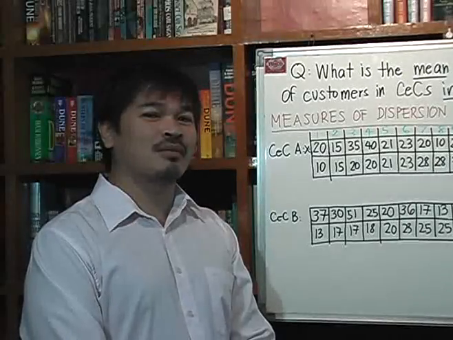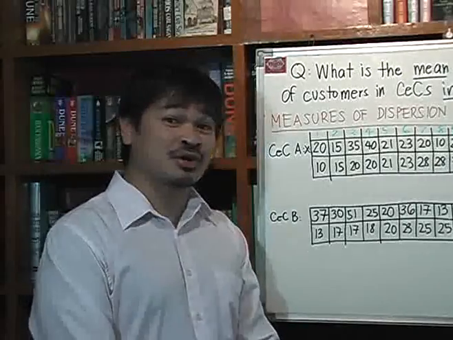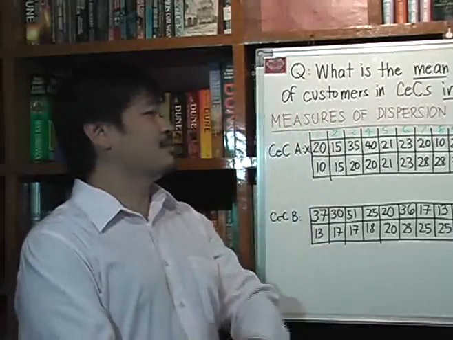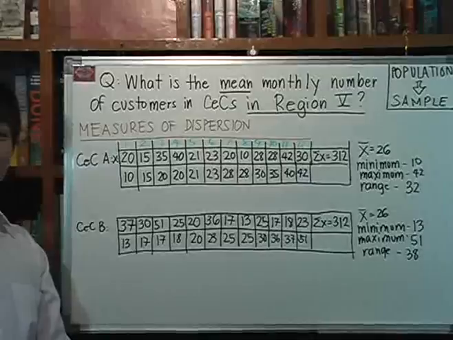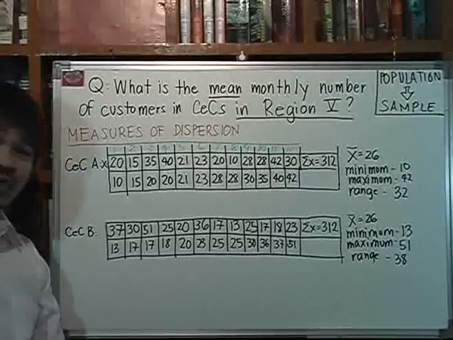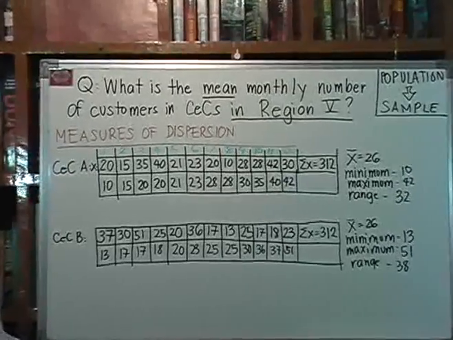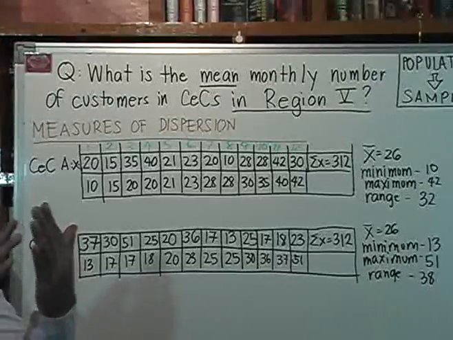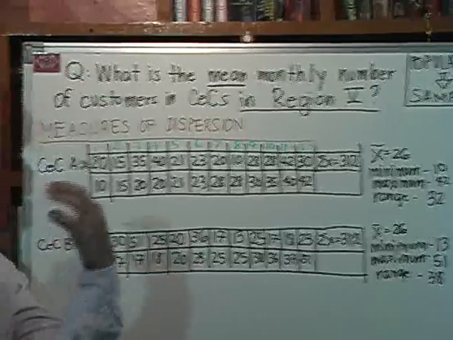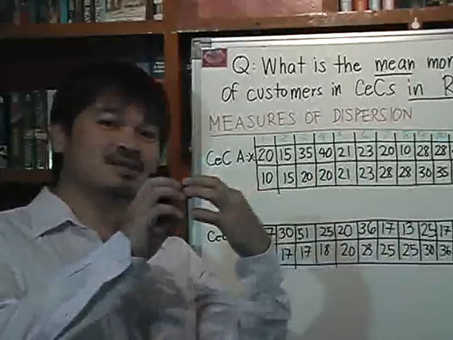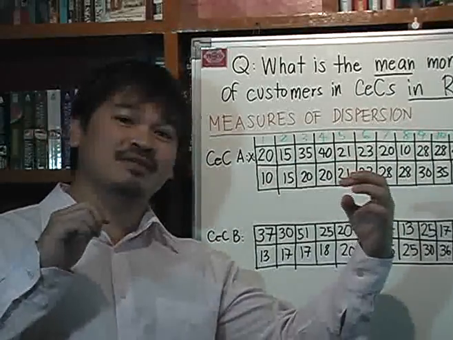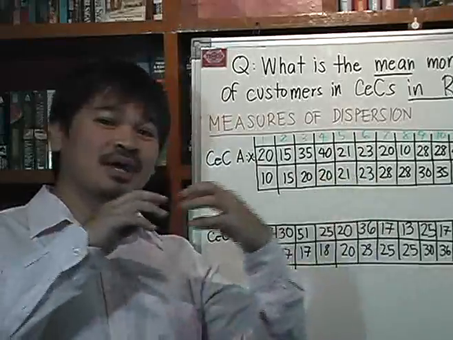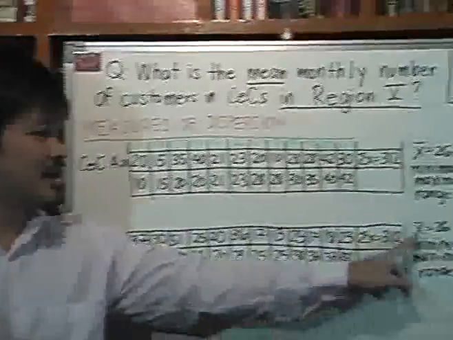So now let's talk about measures of dispersion. Using the same example, we'll explore the basic concepts of dispersion. When we say dispersion, this refers to the level of spread, or how the different data are spread out from the mean, or how far apart these different data sets are spread out from the mean, right?